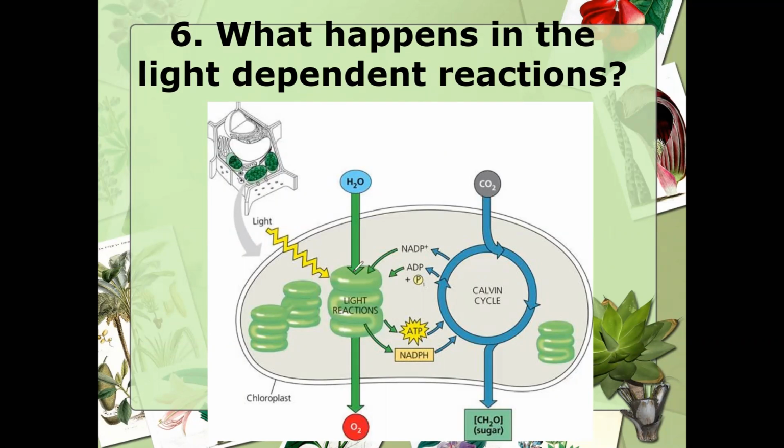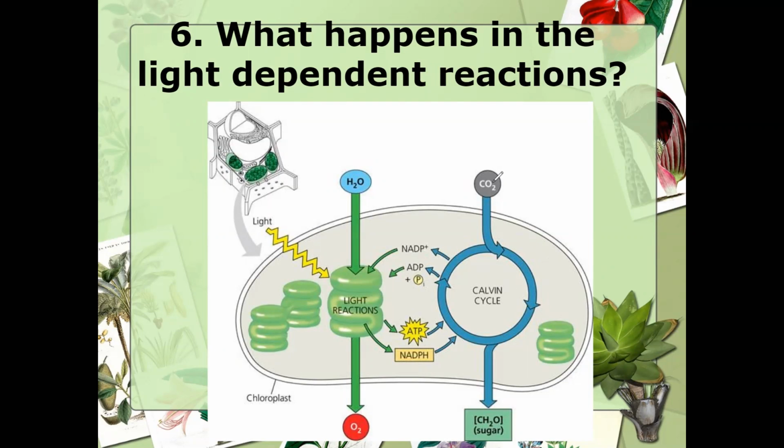happen. So this stack, this entire granum stack, is a stack of thylakoids. So water's going in, light's going in, oxygen is coming out of there. I might ask you, NADP and ADP are going in here, and ATP and NADPH are coming out of this little circuitous process right here.